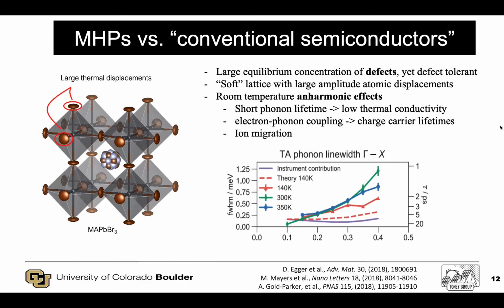One of the bad things about this is that they're ionic conductors. It's not really something you want in a solar cell. You have ions that are mobile. And so understanding the ion migration is something that's really important to enable us.